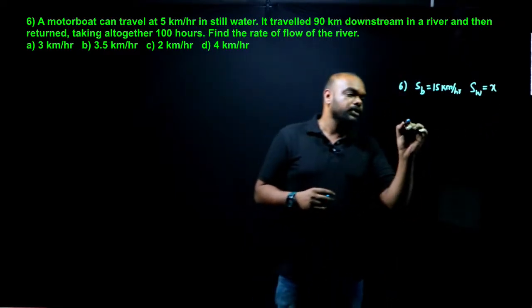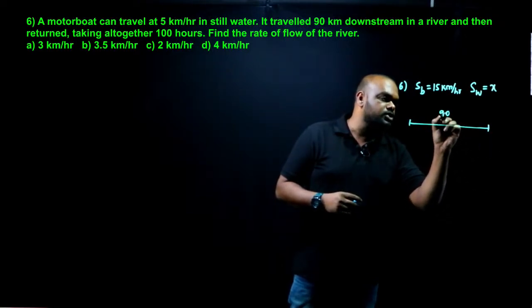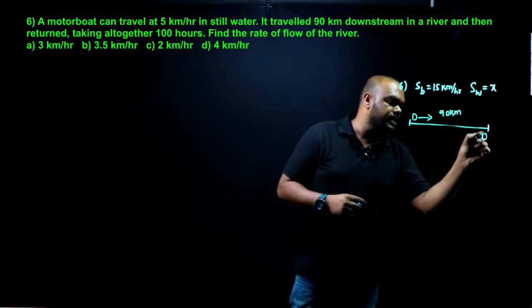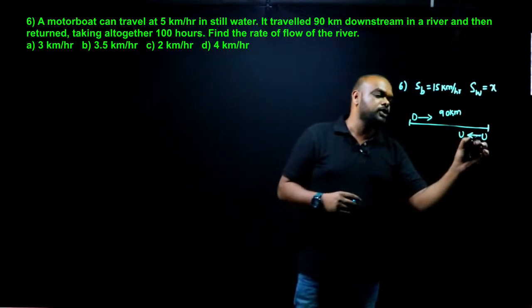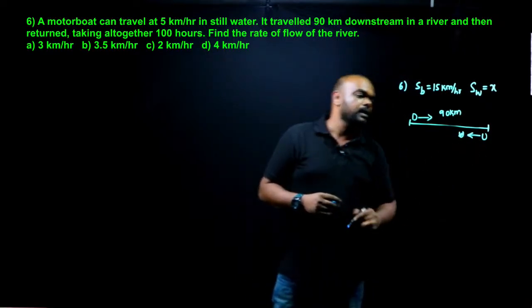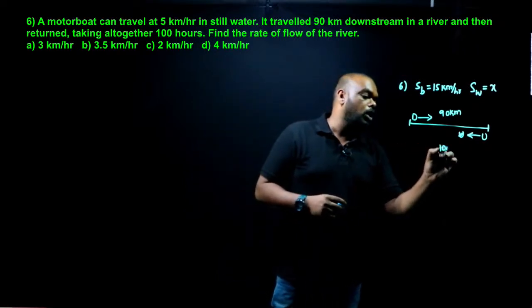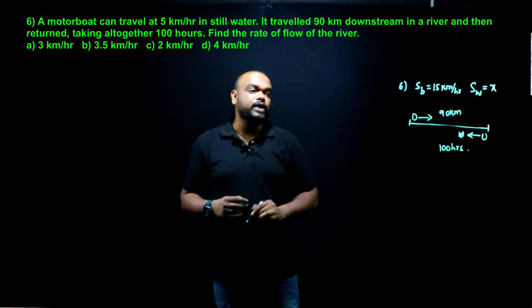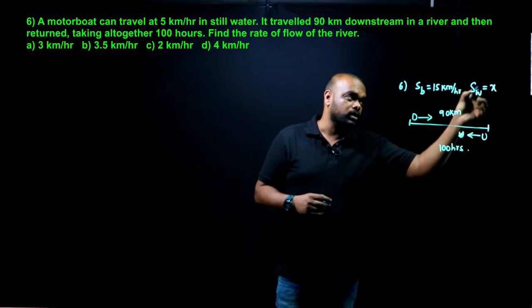What he told is, it goes 90 kilometer downstream and returns back. It means while it is returning, it should come with upstream speed. So altogether it took 100 hours. So find the rate of flow of the river. Rate of flow of the river means SW, speed of water, that is equal to X.